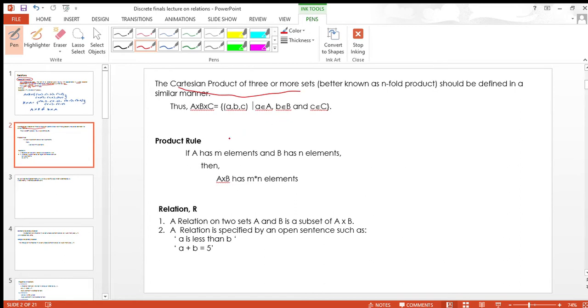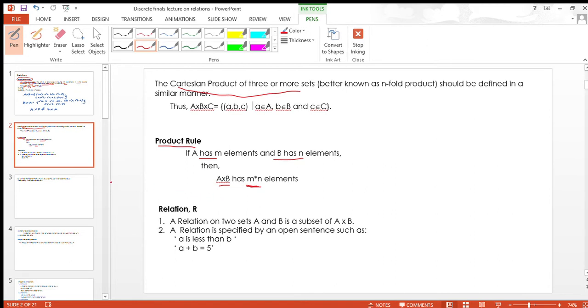And then, we have our product rule. If A has m elements and B has n elements, then A cross B has m times n elements. As we have seen in the first example, set A has 2 elements, set B has 3 elements, then if you get the Cartesian product, it's just 2 times 3, or 6.